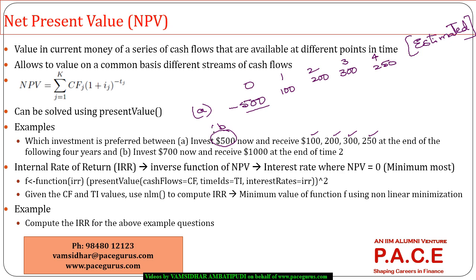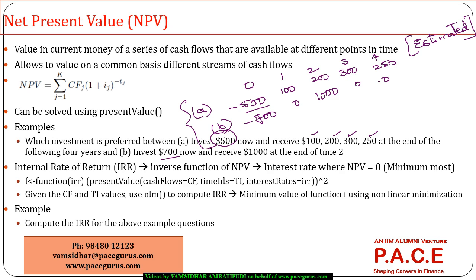Then I have B, which says you invest 700 now and you receive 1000 at the end of time 2. So these are the two projects that are available with me. So here it is 0, here it is 0, all these are 0. So a lump sum, I am going to get 1000 at the end of year 2.